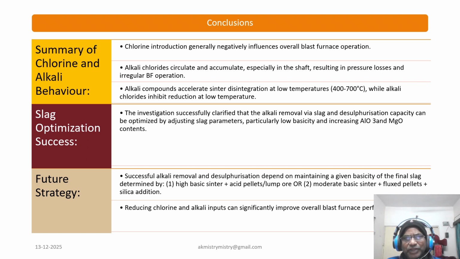So we can say that the recommendations are pretty clear. Reducing the input of both chlorine and alkalis from the raw material will provide the most significant improvement to blast furnace stability and performance. Our slag optimization gives us the tool to manage what does enter the system. By understanding the chloride alkali cycle and proactively optimizing our slag chemistry through careful burden design, we can directly target the pressure losses, reduce the fines generation and improve the overall furnace stability.